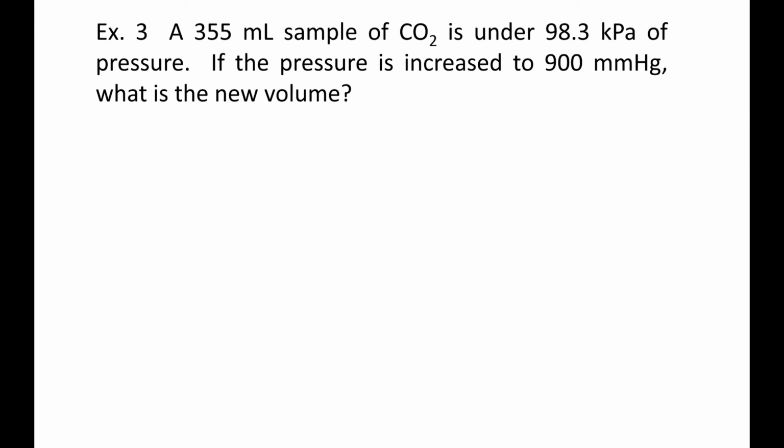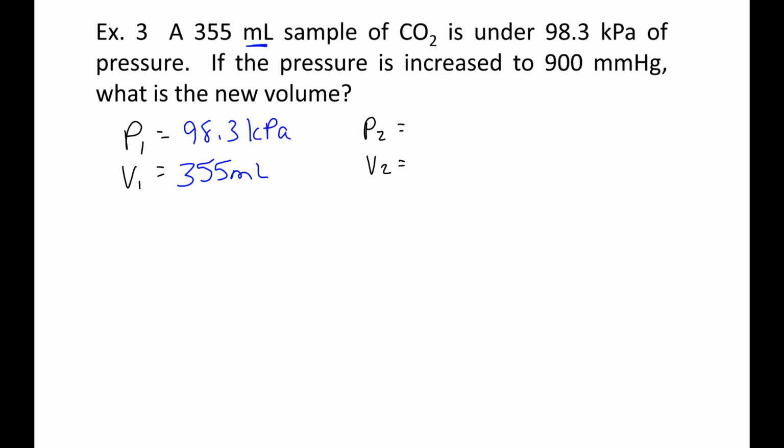Okay, so first thing I'm going to do is write P1 V1 equals P2 V2. Okay, so a 355 milliliter sample of CO2. So that's a volume. So we're going to put 355 milliliters under 98.3 kPa. If the pressure is increased to 900 millimeters of mercury, what's the new volume?